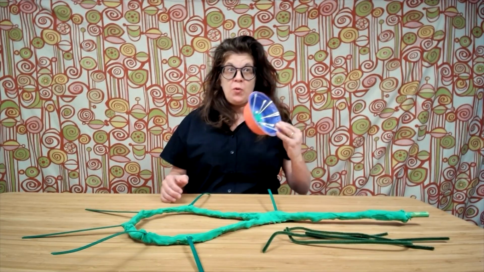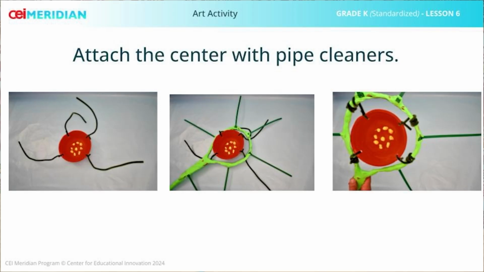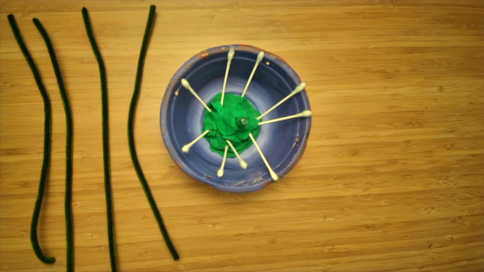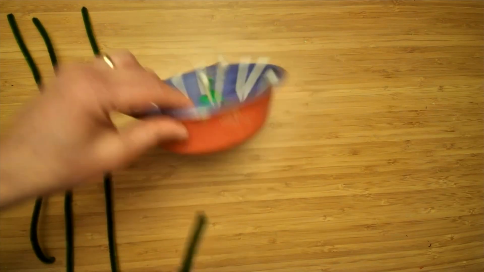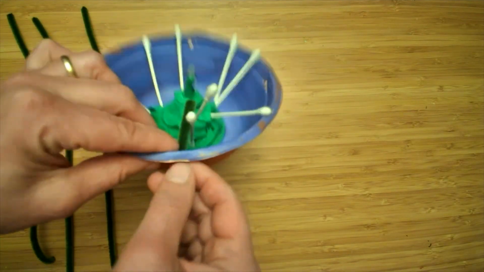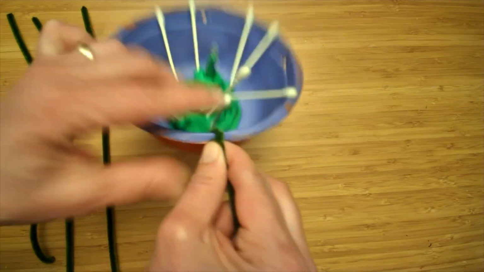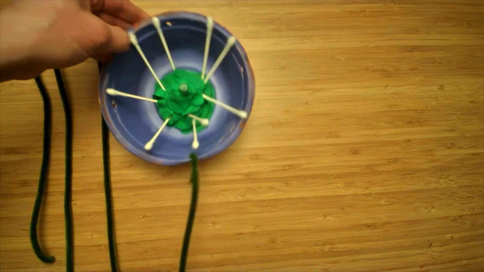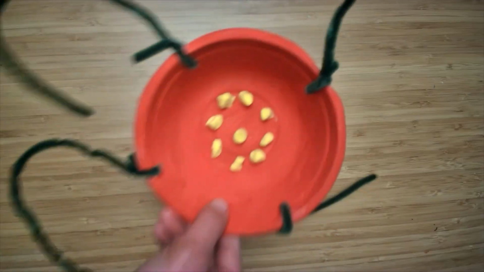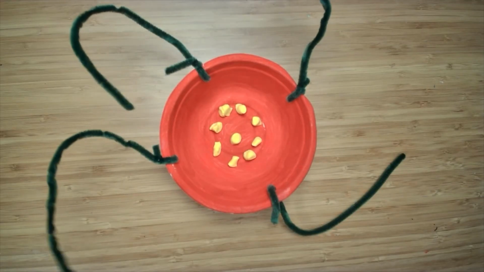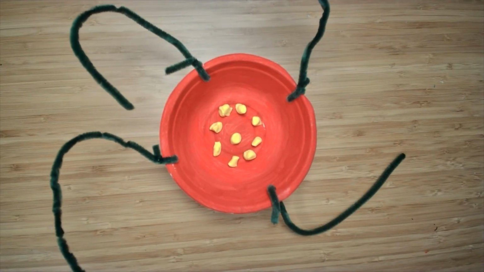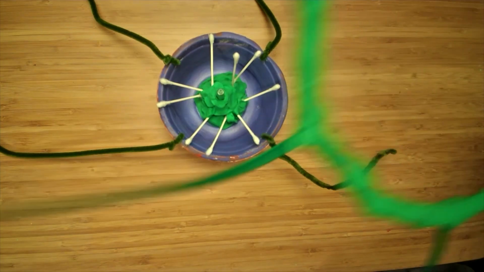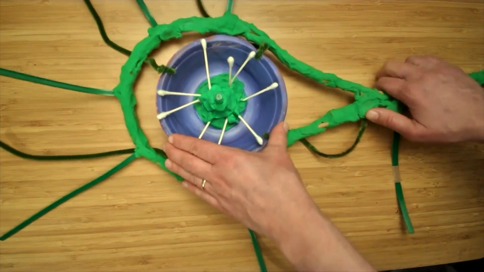I'm going to start with attaching the center to the stem. You're going to have 4 holes in your bowl, and then use pipe cleaners to put inside and twist. For some of you, this step might be prepared ahead of time. Once you have all of the pipe cleaners attached to your bowl, we're going to attach this to the stem.